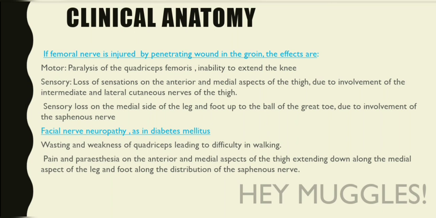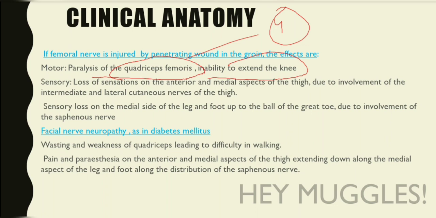There would be paralysis of your quadriceps femoris muscle. Quadriceps femoris means rectus femoris, vastus intermedius, vastus lateralis, and vastus medialis, right? So quadriceps, the four muscles of the anterior compartment of your thigh. So there would be paralysis of the quadriceps femoris muscle, due to which there would be inability to extend the knee. The extension of the knee would not be possible.